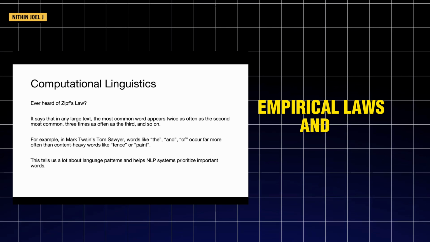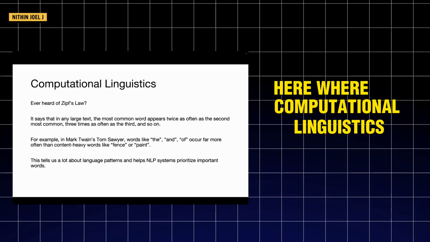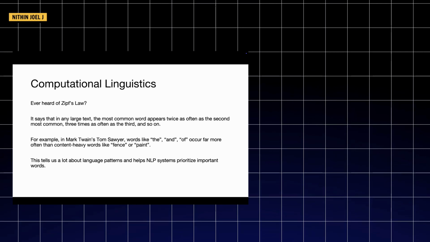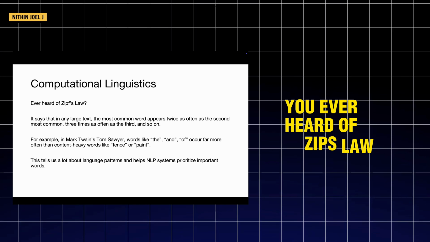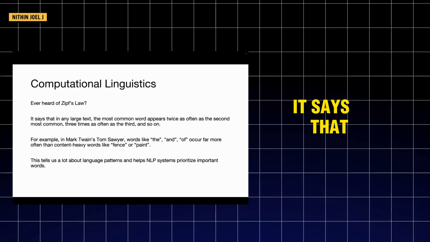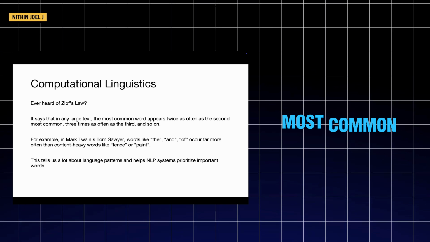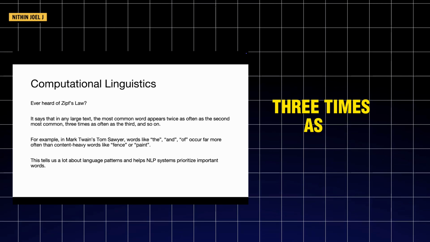Empirical laws and word frequencies. Here is where computational linguistics gets mathematical. Have you ever heard of Zipf's law? It says that in any large text, the most common word appears twice as often as the second most common, three times as often as the third, and so on.